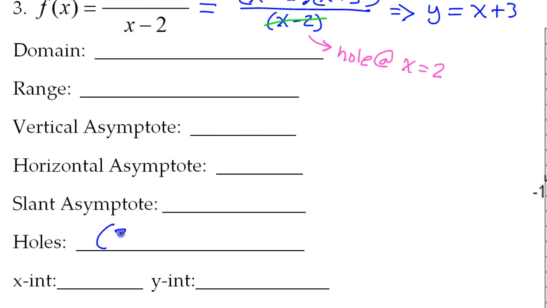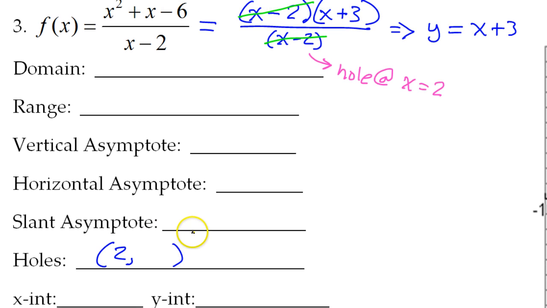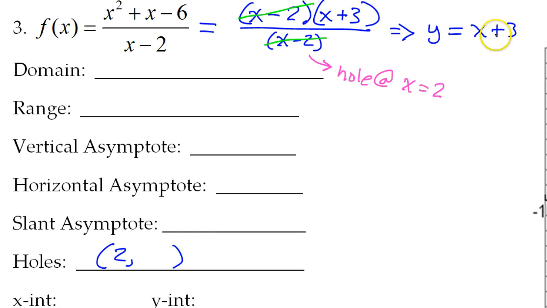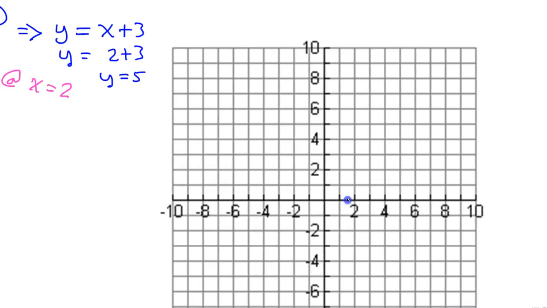So that means 2 comma something. Now what will be the y value to go with it? Well, y is equal to x plus 3. So in this case, that means y is equal to 2 plus 3. So obviously that means y is equal to 5. So that's the y value that goes with it. So there'll be a hole at 2 comma 5. You should show that as an open circle. So 2 comma 5, put a nice clear open circle for the hole.